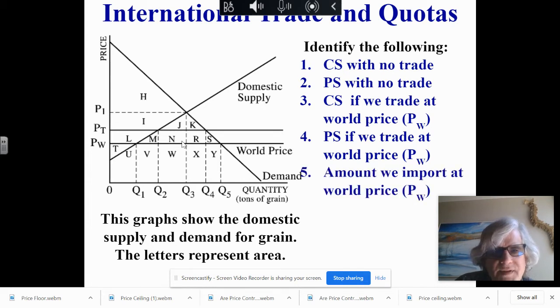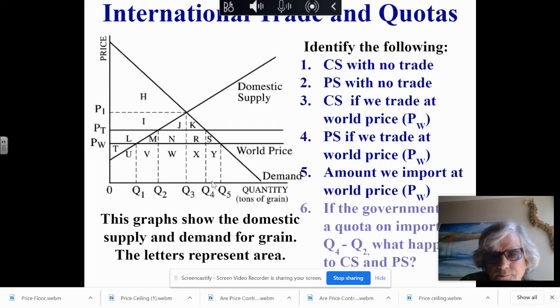Now, what happens if we decide to import? What is the amount that we import at the world price? Well, this is what we demand. Q5 is what we demand at the world price, and then Q1 is what we actually produce at the world price. So the difference, Q5 minus Q1, is the amount that we import. So we basically import V, W, X, and Y.